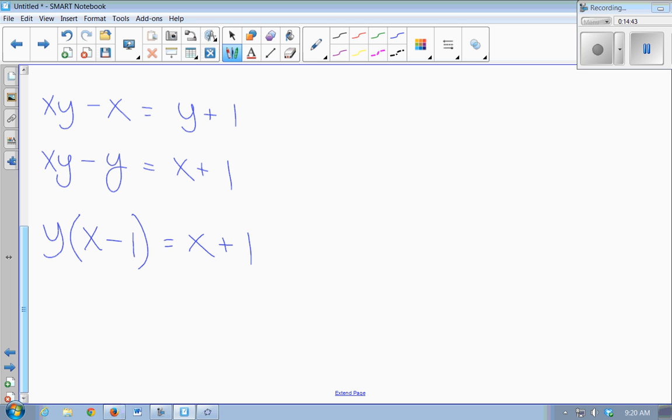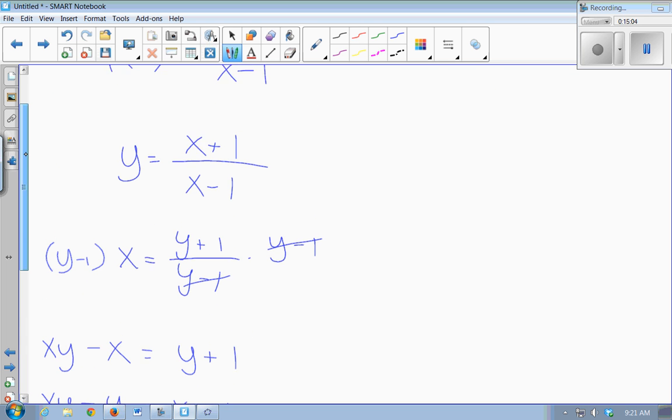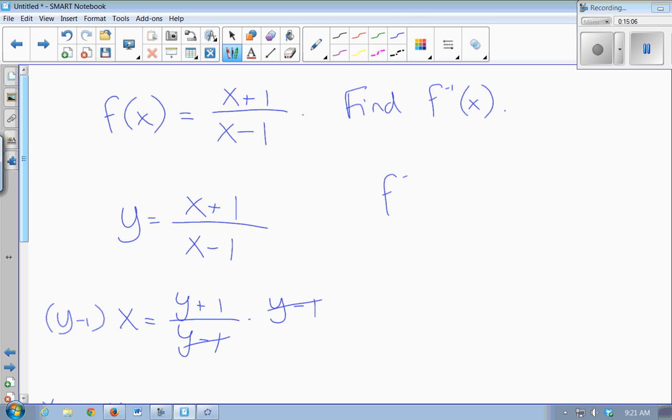And then to get the y by itself, divide by that coefficient on y. Divide both sides by x minus 1. So I get y equals (x plus 1) over (x minus 1). That's my inverse function. Look at that. So f inverse of x is (x plus 1) over (x minus 1).